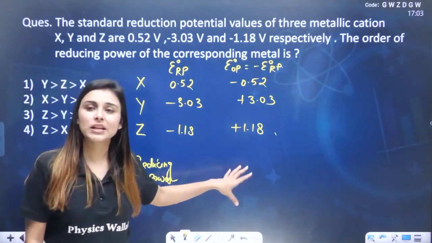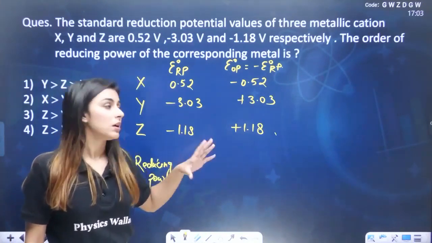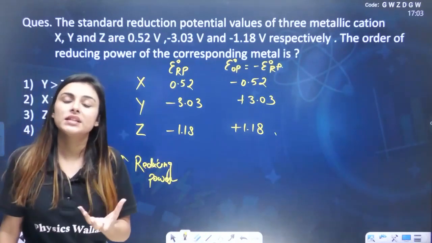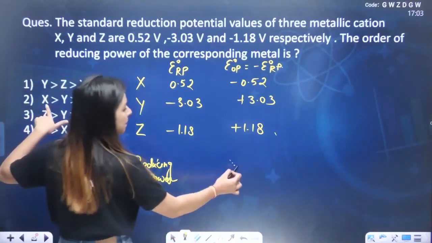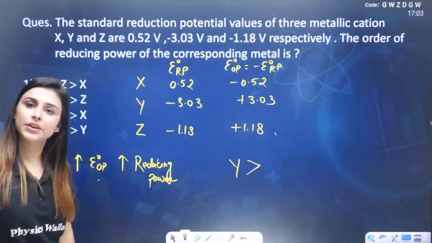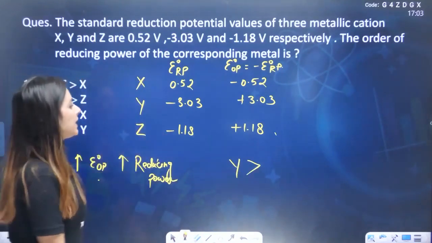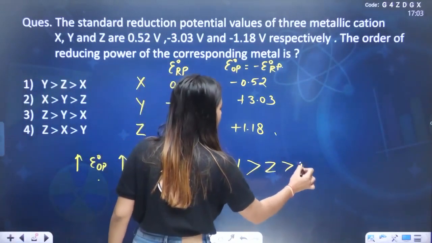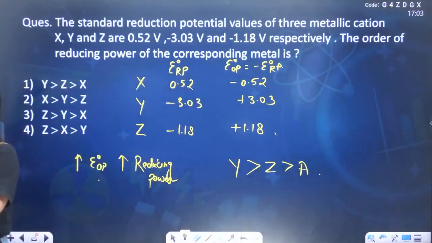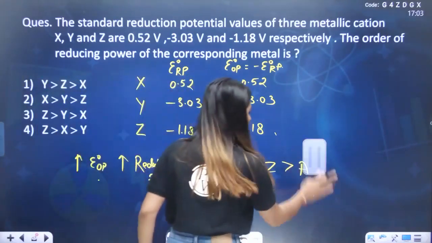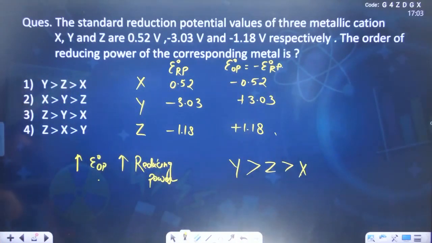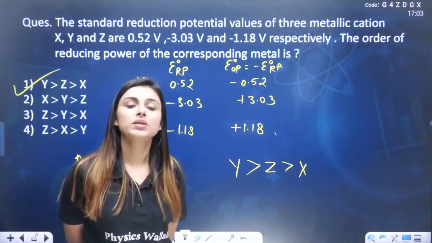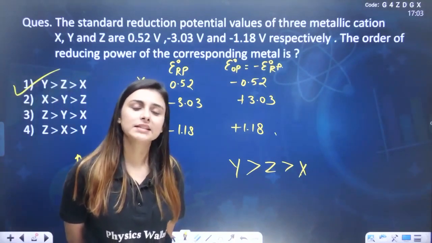So just arrange in the correct order of the oxidation potentials. So which has the highest oxidation potential? Y. So it will have the highest reducing power. Then Z, and the least would be X. So your correct answer would be YZX. YZX, option 1 will be your correct answer. So this is how you will be solving these questions.